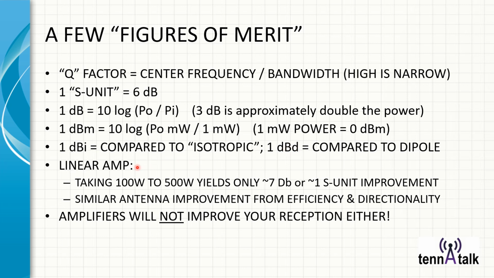Then another thing I want to point out, just to put you into the right calibration frame: if we compare taking a 100 watt radio and amplifying it to 500 watts, it only yields a 7 dB gain, or just over 1 S unit improvement. However, we can get similar improvements if we improve the antenna efficiency and directionality. Amplifiers will not improve your reception, but better antennas will generally improve your reception. So if you think about your bang for buck, I would always start with your antennas.